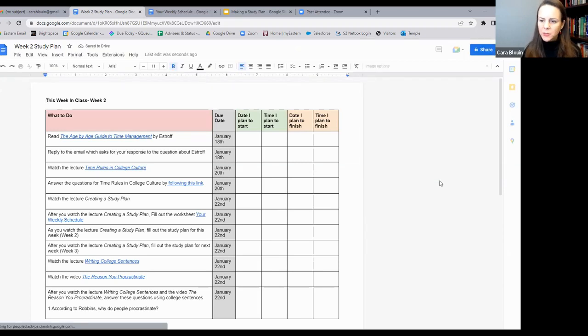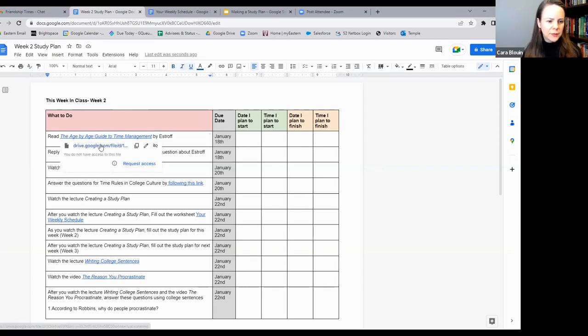And here's the document ready for you to work with. So I'm looking at the first row of the study plan, and it says, read the Age to Age Guide to Time Management by Estroff. So the first thing I have to do is a reading. It's due January 18th. That's a Wednesday. So I know I have Monday, Tuesday, Wednesday to do it. I'm not sure how long it's going to take me. So let me click on that.